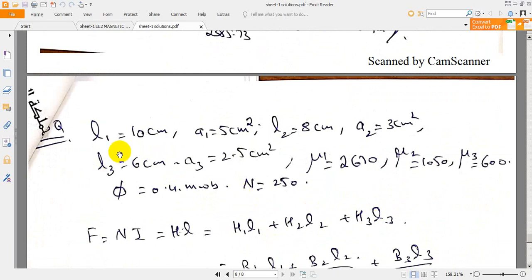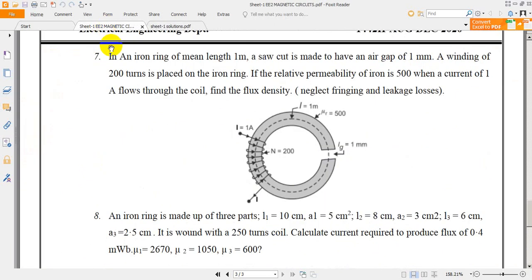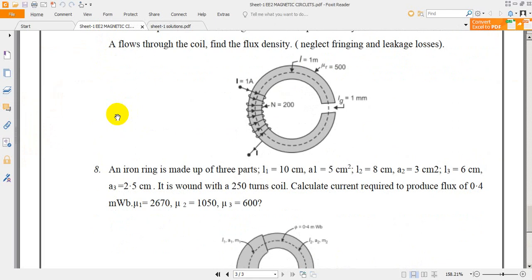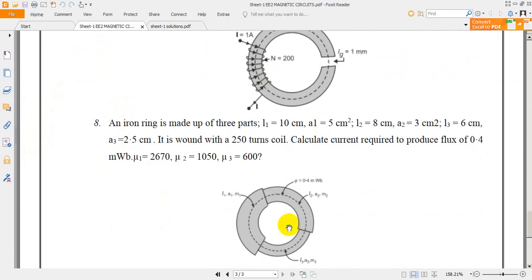Now, the next problem is related to multiple materials. Same problem but with different configurations. Till now we have seen two types of materials in a magnetic circuit. Now we are having three different materials in one magnetic circuit.